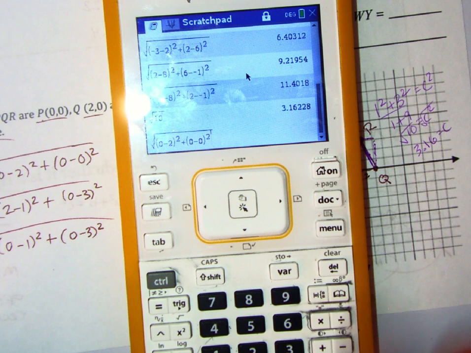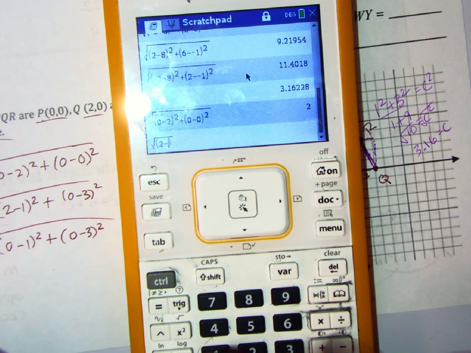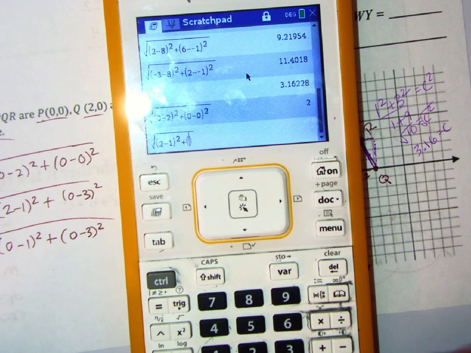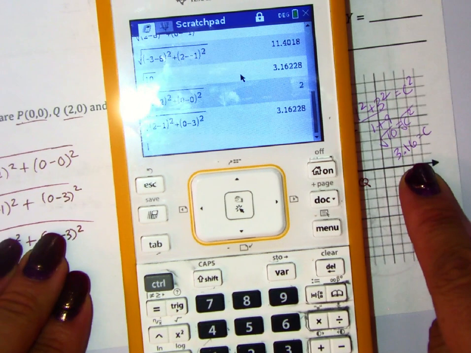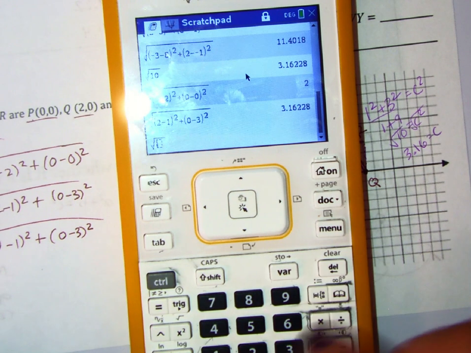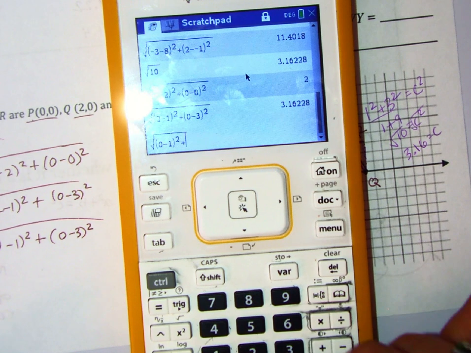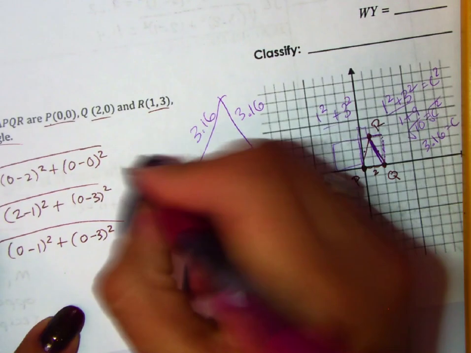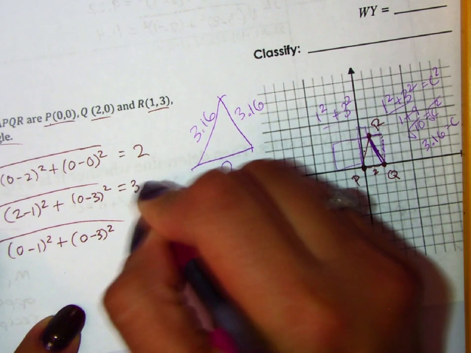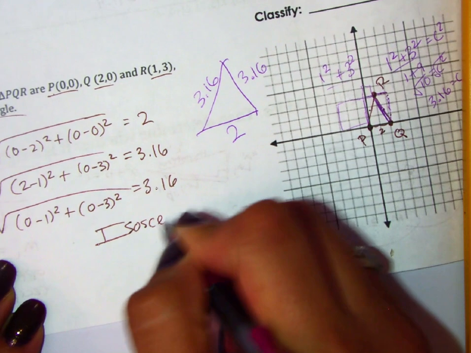All right, so that's the first one. That is my 2. And the second one is 2 minus 1 squared plus 0 minus 3 squared. So there's a 3.16 that we got here as well. And then, of course, the other one should also equal that. Make sure you put this in parentheses. Don't overlook the parentheses. All right, and the answer is the same. So yes, this confirms that this is 2, and this is 3.16, and this is 3.16. So we can agree that this is an isosceles triangle.